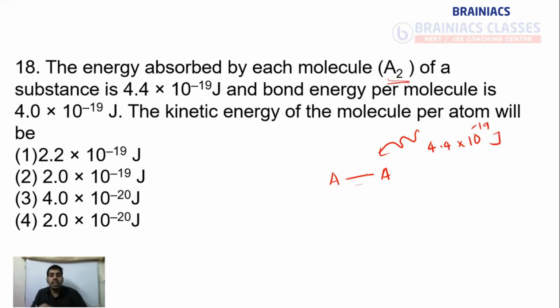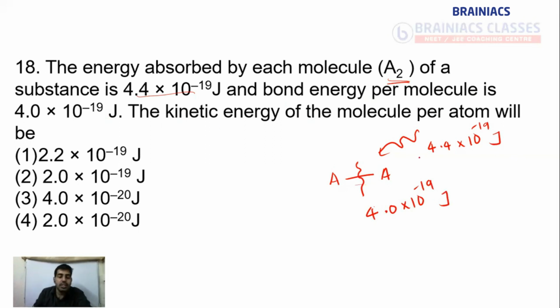A2 molecule is absorbing 4.4 into 10 raised to minus 19 joules of energy. Their bond energy per molecule is 4 into 10 raised to minus 19 joules. That is the energy required to break this bond. Bond energy of AA, that is the energy required to break the bond between AA, is 4.0 into 10 raised to minus 19 joules.